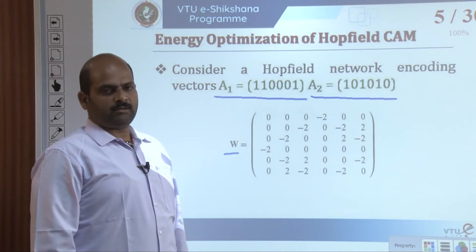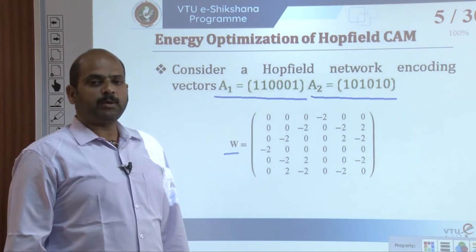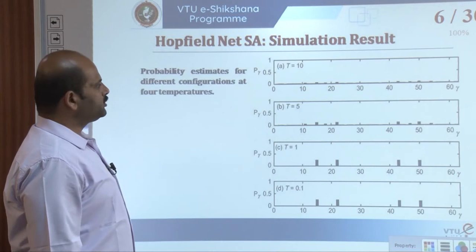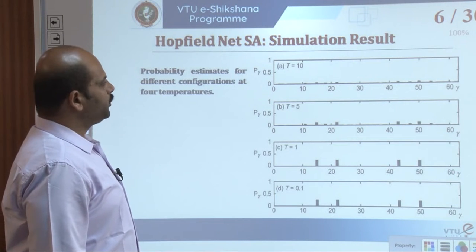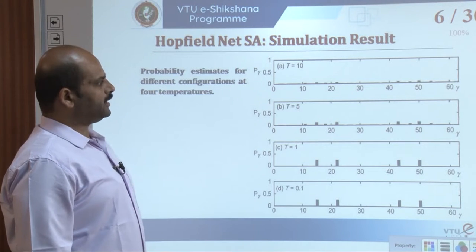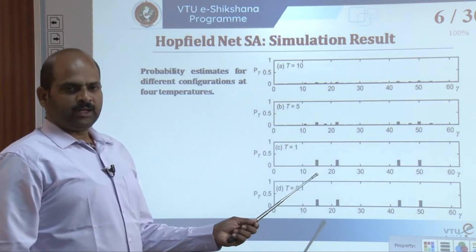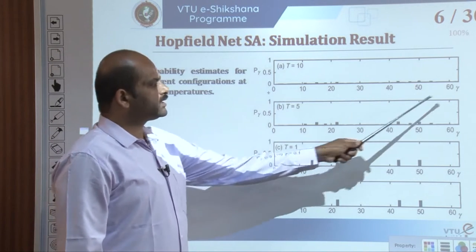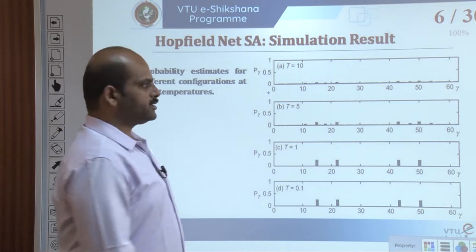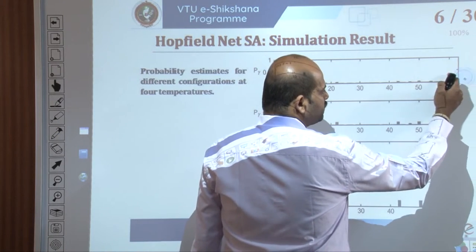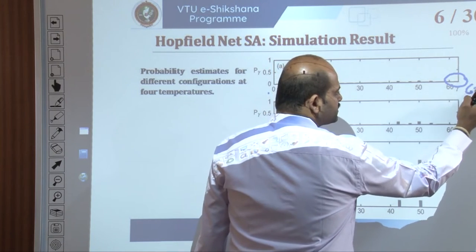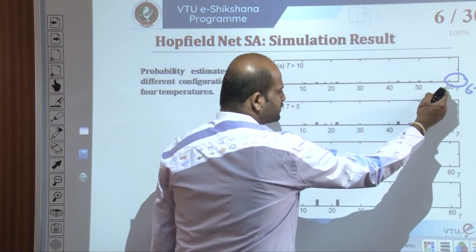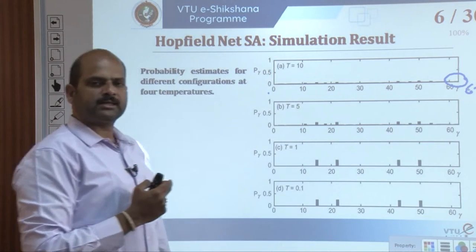So, this portrays the configuration wise probability plots at various temperatures. Understand? In such a way it is presented. We will see the different portraits given there, the Hopfield net simulated annealing results. In this figure, the horizontal axis plots the configuration number from 0 to 63. It is divided as 0, 10, 20, 30, 40, 50, 60, then some space is occupied for 63.